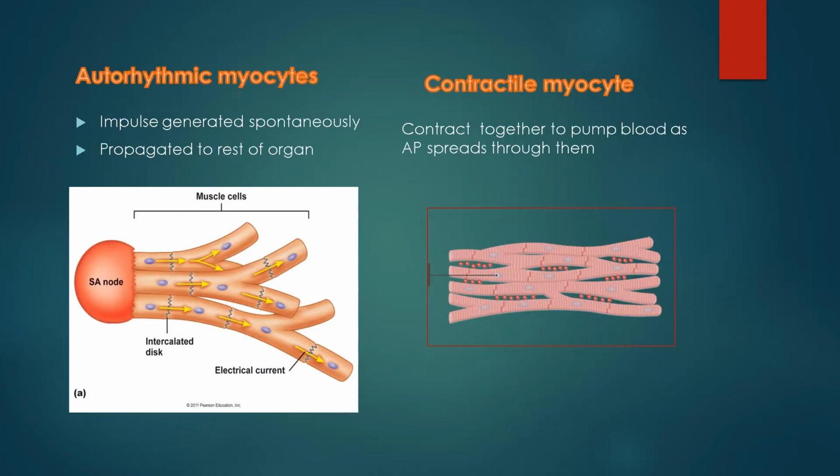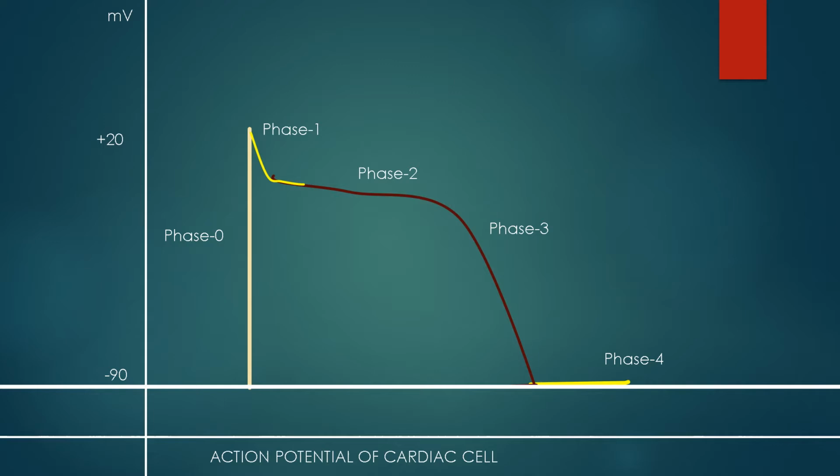We are aware that the cardiac muscle has two types of cells, autorhythmic myocytes and contractile myocytes. Autorhythmic myocytes generate the impulse spontaneously and propagate it to the rest of the heart, like the SA node, and contractile myocytes will contract together with the action potential generated and pump the blood forward. Because there are two types of cells, we will see two types of action potential in the heart. Now let's first see the action potential generated at the contractile myocyte.